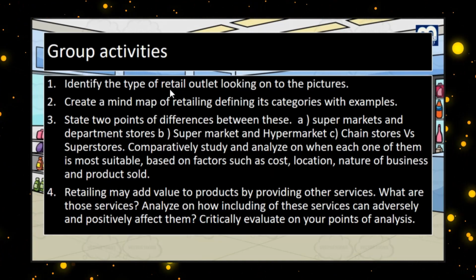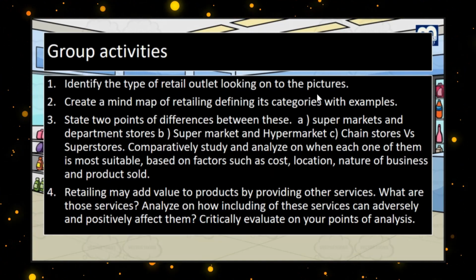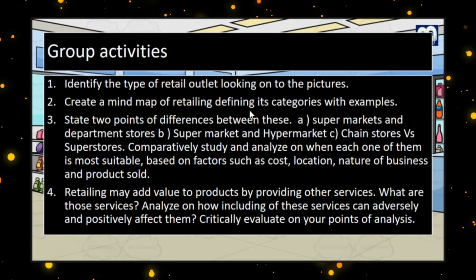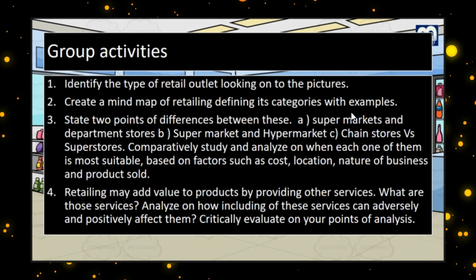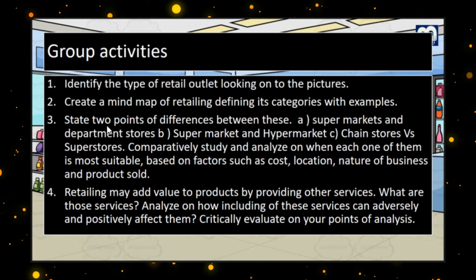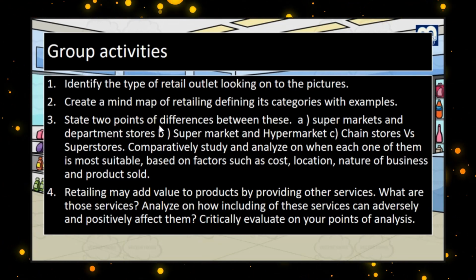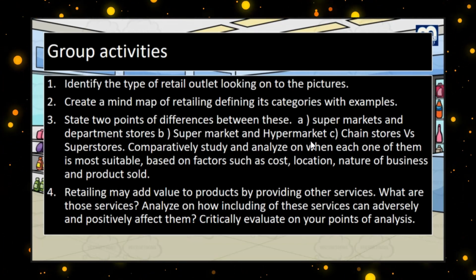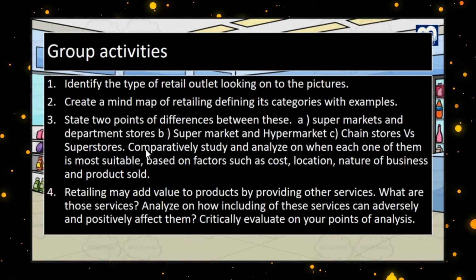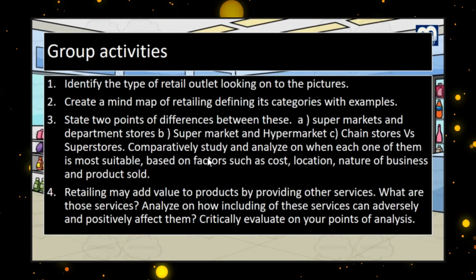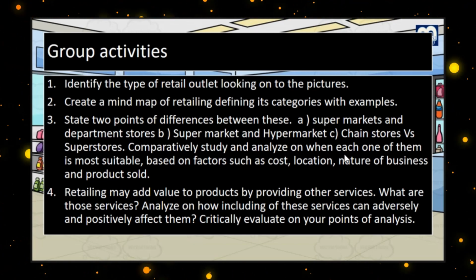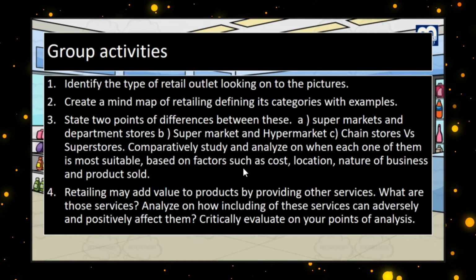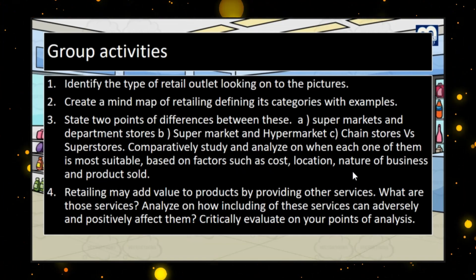First one is to identify the type of retail outlet looking at the pictures. Second group activity is to create a mind map of retailing defining its categories with examples. Third activity or task will be to state 2 points of differences between supermarkets and department store, supermarket and hypermarket, chain stores and superstores. Comparatively study and analyze when each one of them is most suitable based on factors such as cost, location, nature of business, and products sold.